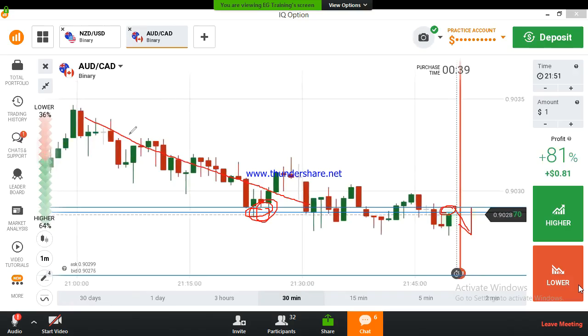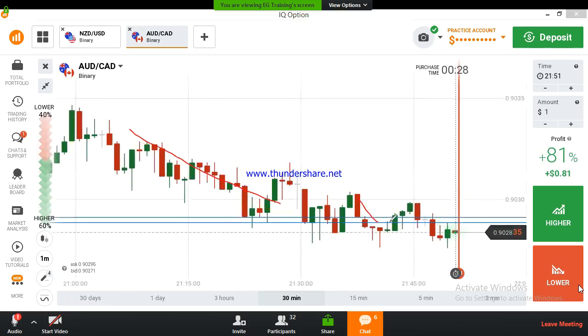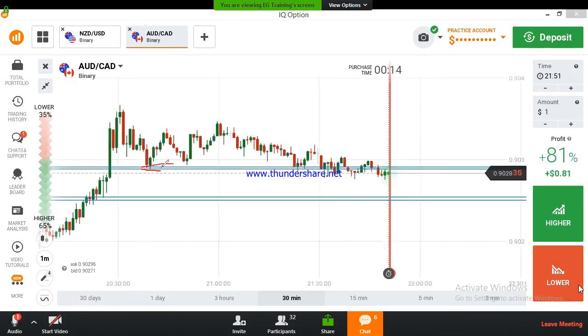In this direction of the trend, if you want to place your trade in this direction of the trend, you should wait for the breakout. If the market closed at the level below this level or below this level, you can place your trade on the next candle. If the trend is uptrend, if the candle closed above this level or above this level or between these two lines, then you can place your trade on the next candle.